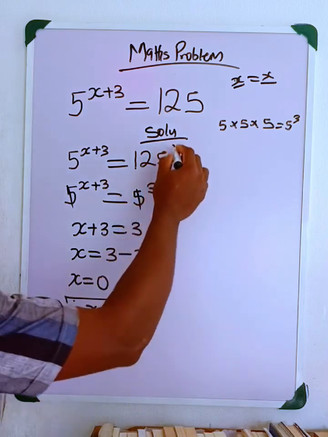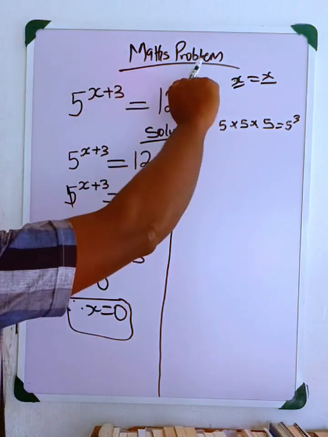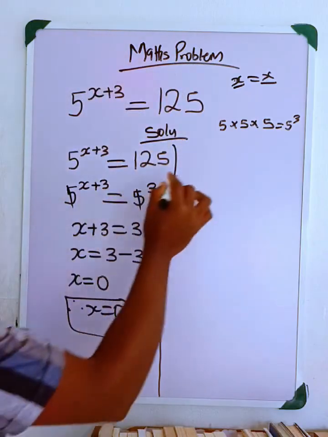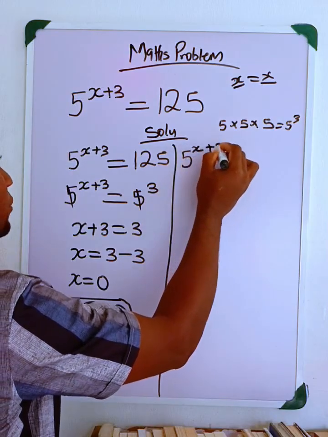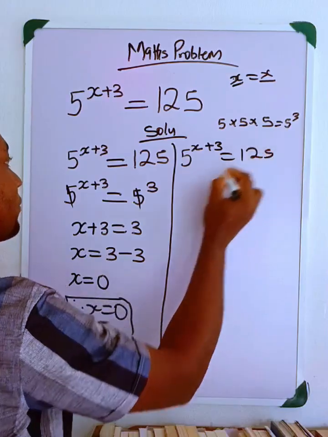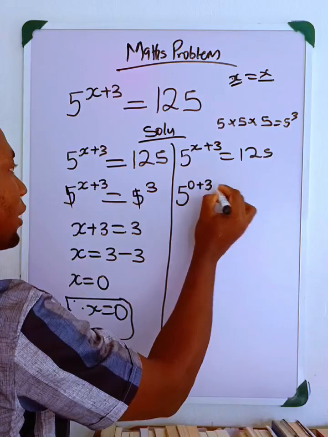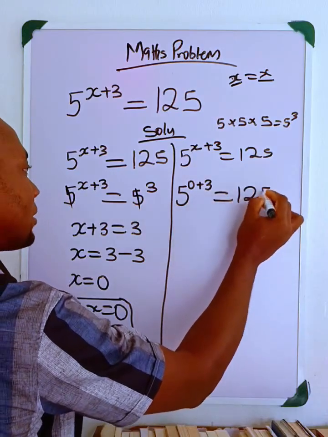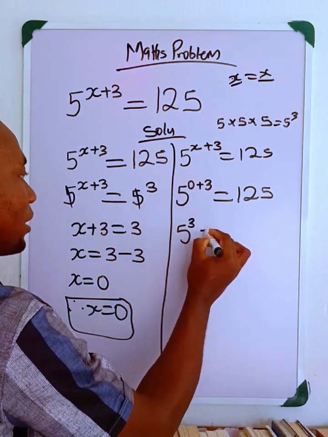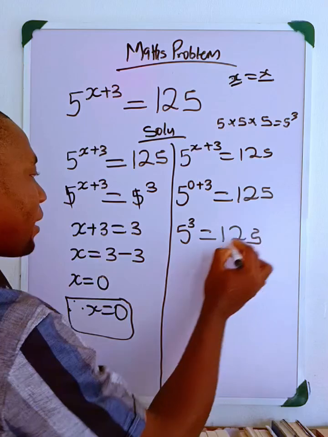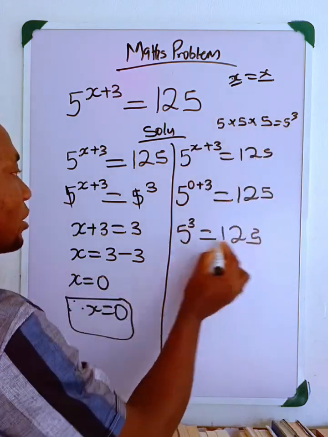All right. We can now go back to this equation to substitute x as 0 to see if we can have the same value here. So we now have 5 raised to power x plus 3 equals 125. All right. 5 raised to power x is what? 0 plus 3 equals 125. 5 raised to power 0 plus 3 is 5 raised to power 3. 5 raised to power 3 is the same thing as 125.